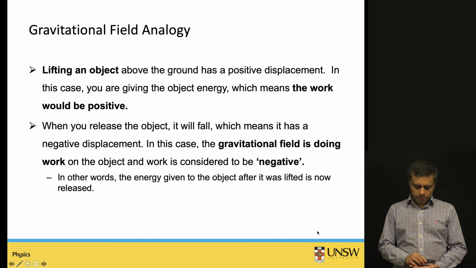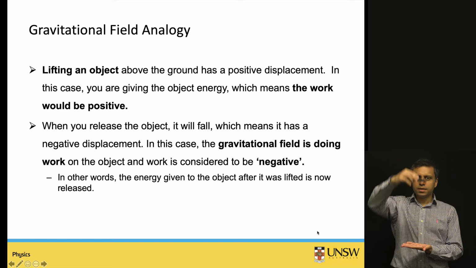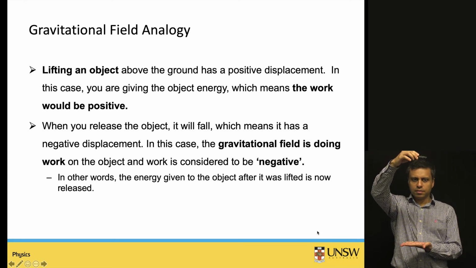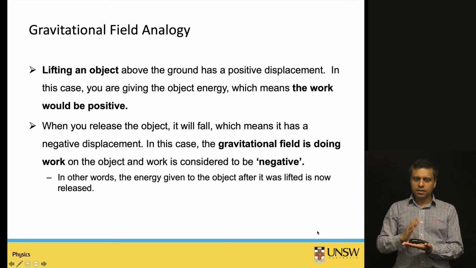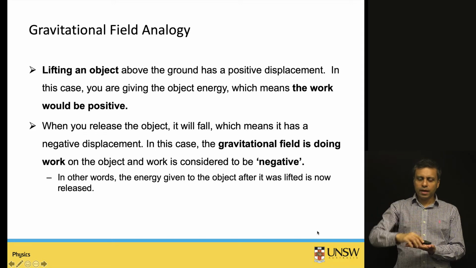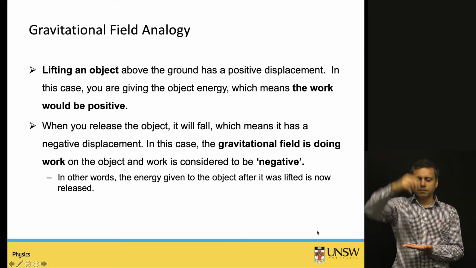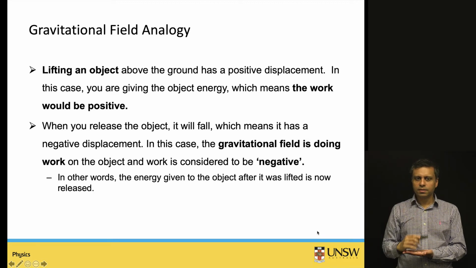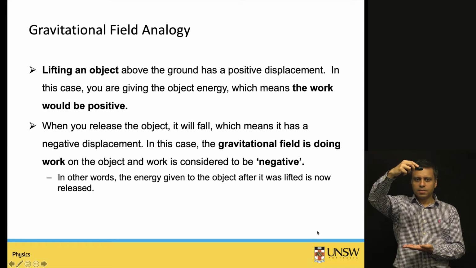Gravitational field analogy. Now suppose I have this object in my hand, and I lift this object to a certain height. Compared to its initial height, I have lifted it by a certain height. Now, in doing so, I have applied a force that is directed vertically upward, and the displacement is also vertically upward, right? So from the dot product, the angle is 0, and both the displacement and the force are in the positive y direction. So I have done positive work on the object. That means I have transferred energy into this object.